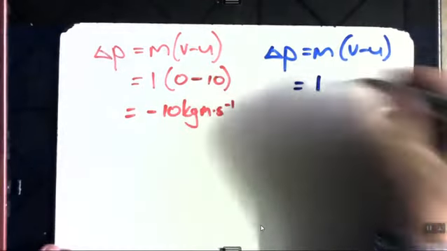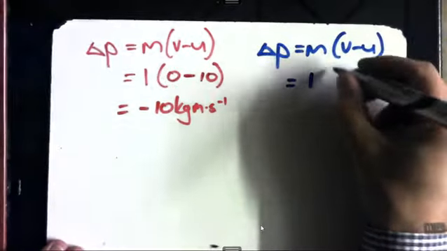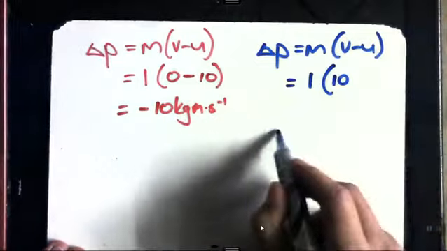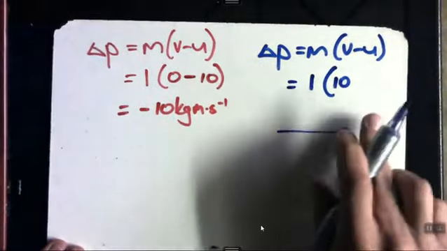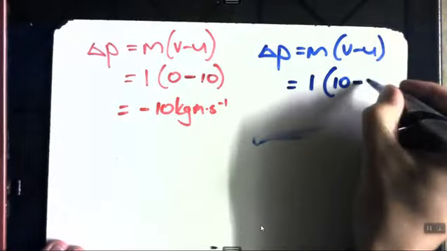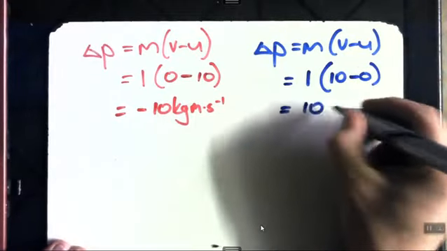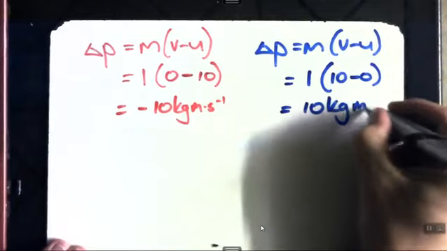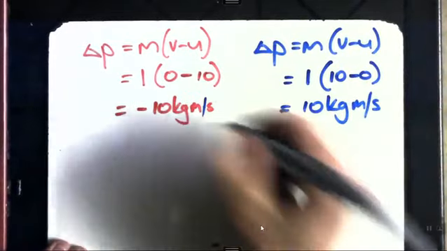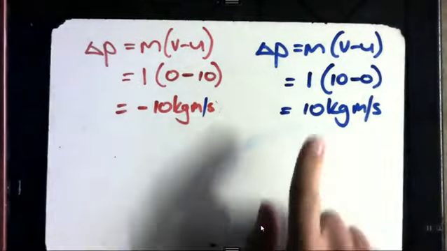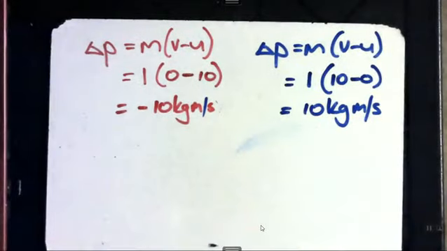The other car also had a mass of 1. Okay, it finished with a positive 10 because it was going in the positive direction, but it initially had 0. And if I multiply that, it gives me 10 kilogram meters per second. What do you notice between these two answers? They are equal but opposite. Maybe it's a coincidence. Let's go and try with a few different values.